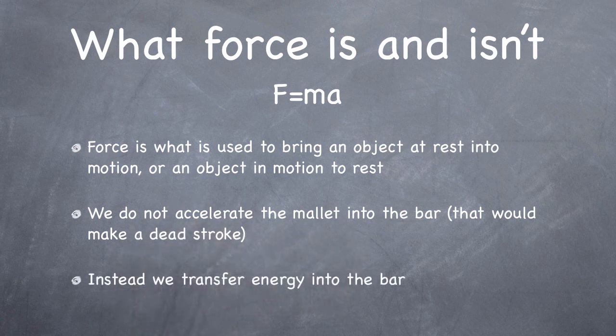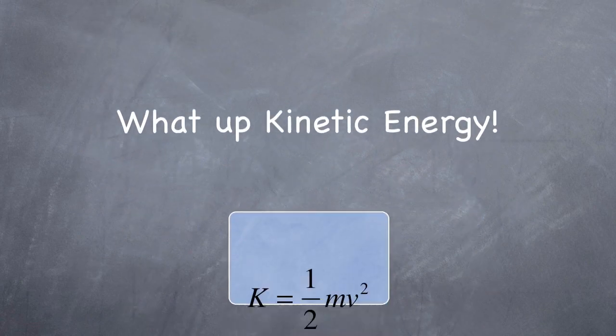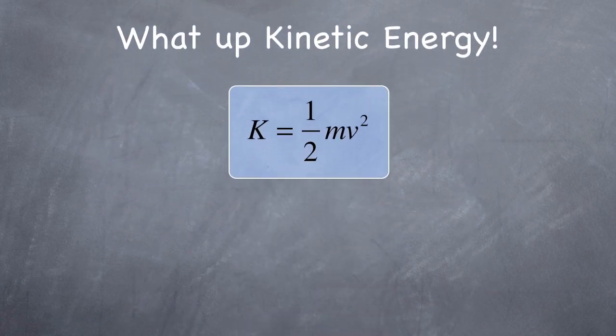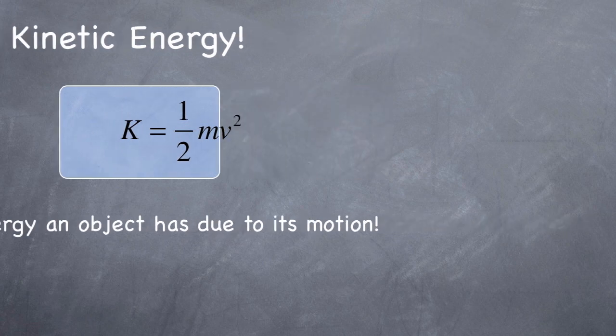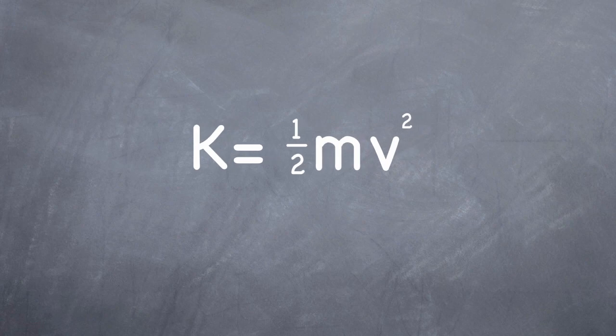So instead, we want to talk about how energy is transferred from the mallet to the bar. And for that, we need the kinetic energy equation, which is 1/2 mv squared. And that talks about how much energy an object has due to its motion, and that's a little bit different than the force equation. So let's take a deeper look at this thing.